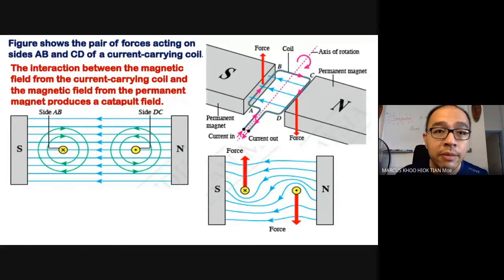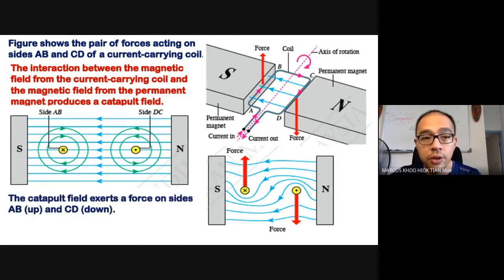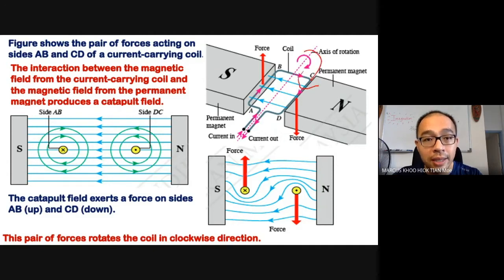How do you determine which side goes up and which side goes down? You can determine it by using the interaction between the magnetic forces, or you can determine it by using Fleming's left hand rule. Okay, we will come to that in a little while. Okay, let's take a look at this video, everybody. So the catapult field will exert a force on both sides, and the pair of forces will rotate it in a clockwise direction.